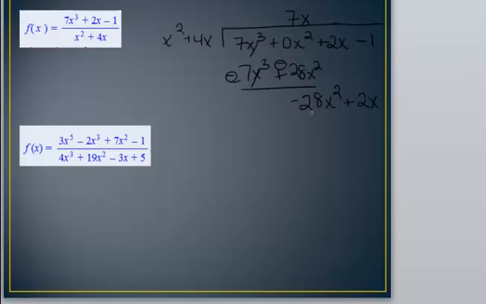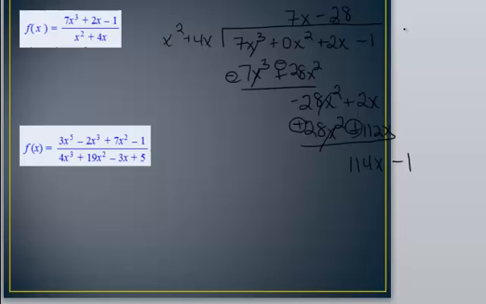What do you multiply by x squared to get negative 28x squared? You'll need a negative 28. Negative 28 times x squared is negative 28x squared. Negative 28 times 4x is negative 112x. And then we subtract. That's 0. And 2x plus 112x is 114x, and we bring down the minus 1. Well, this is going to be our remainder.